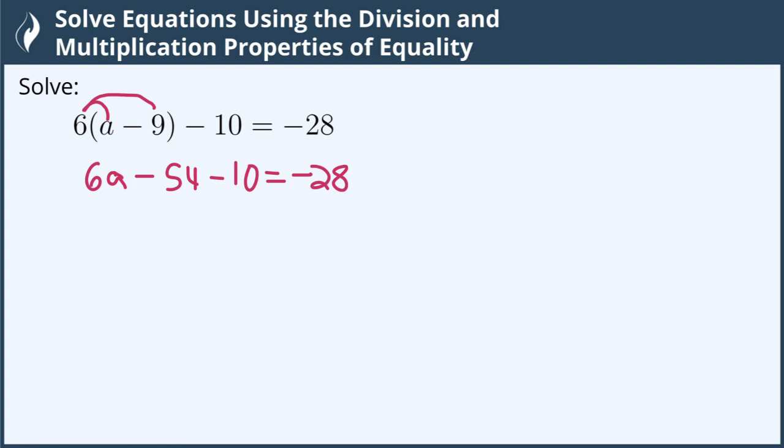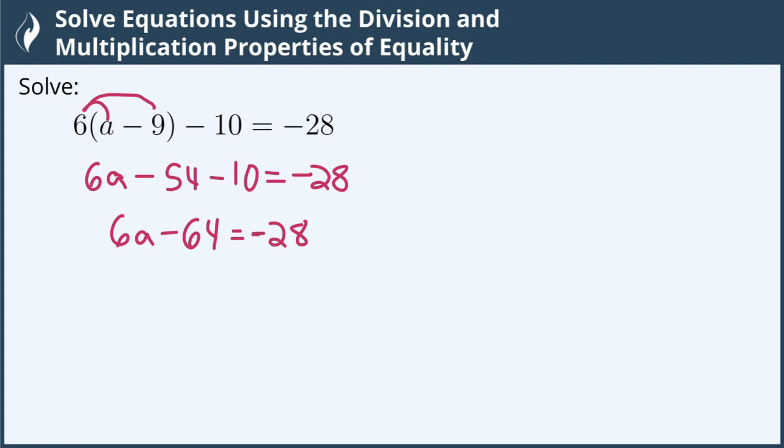Now what we want to do is to combine like terms. In this case, my like terms are negative 54 and negative 10. That's because they are on the same side of the equation and they're both just plain old numbers. So I can carry down my 6a, but then combine my negative 54 and negative 10, or minus 54 minus 10. You can think about that either way. It's going to give us negative 64. Now that equals negative 28.